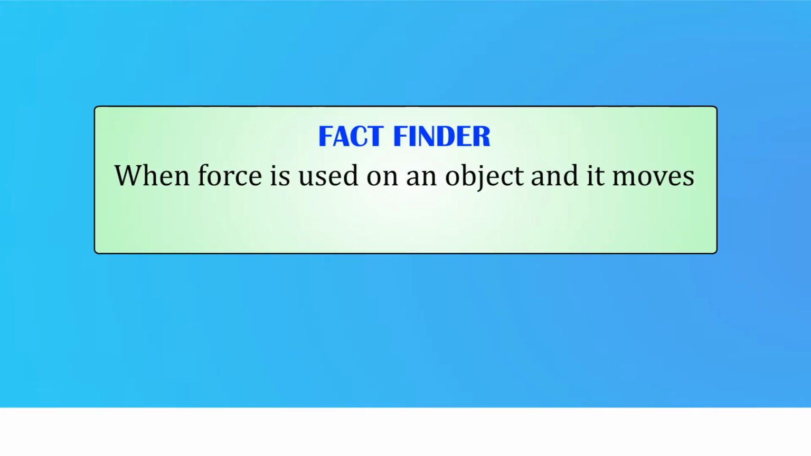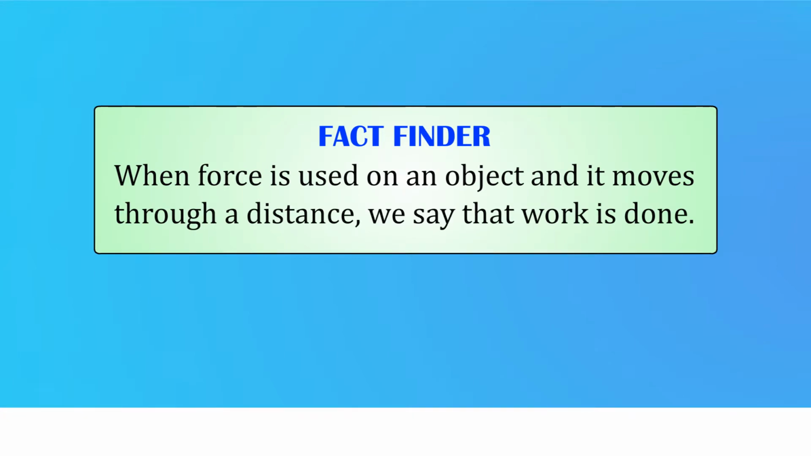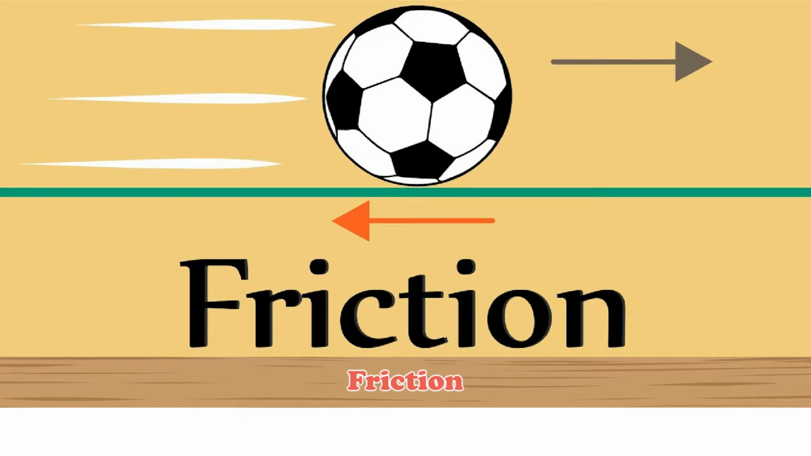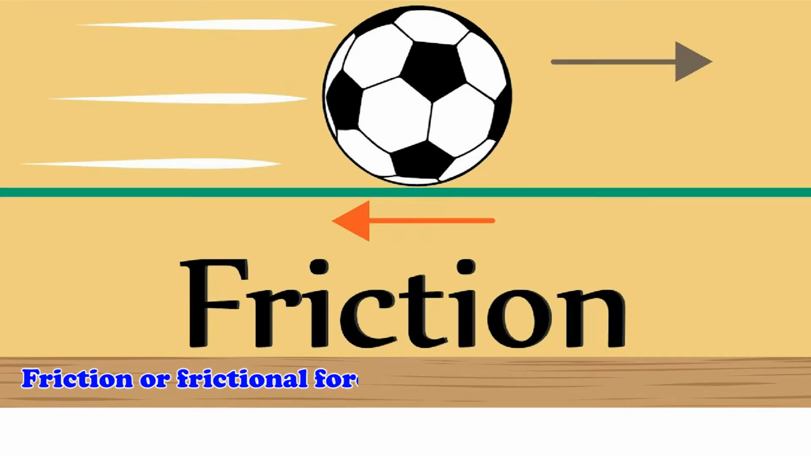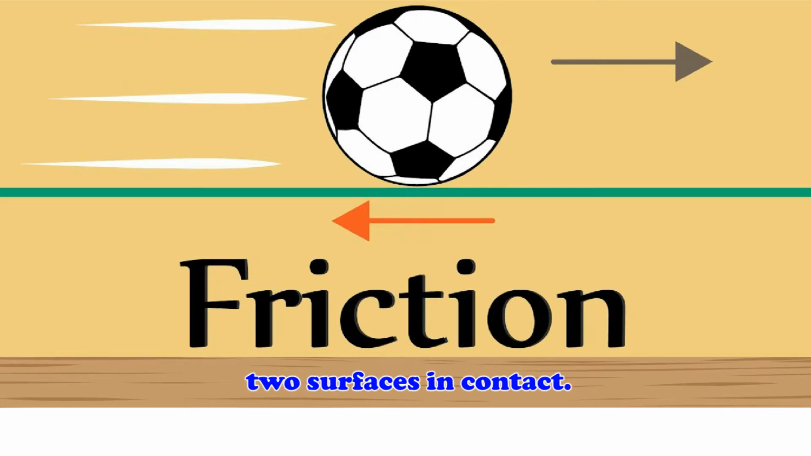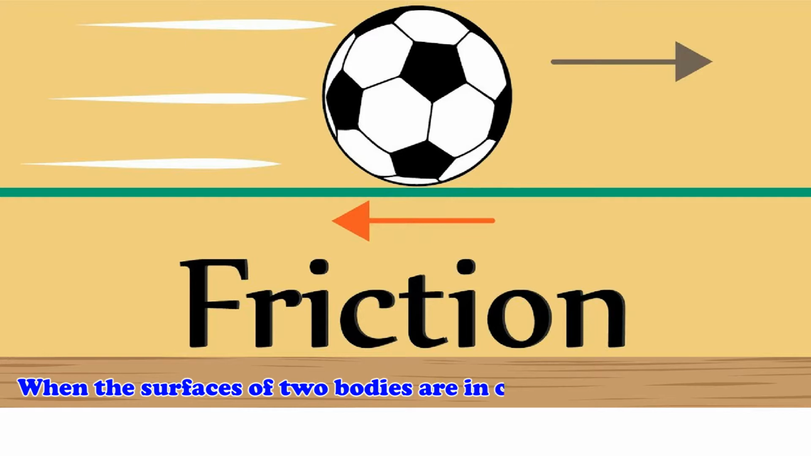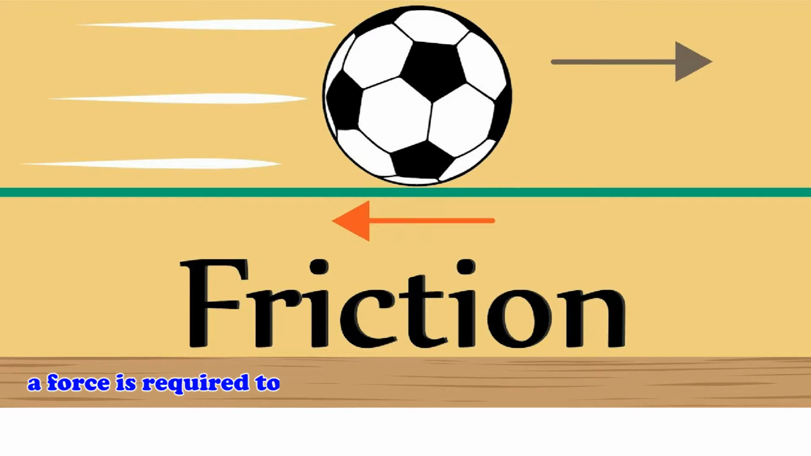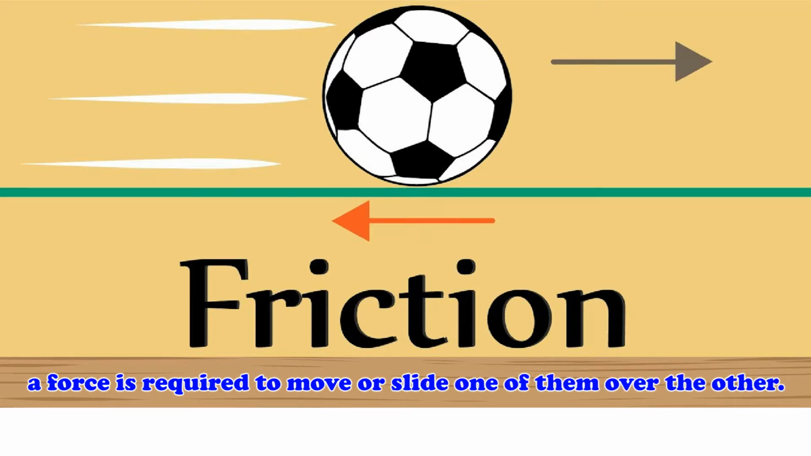Fact finder. When force is used on an object and it moves through a distance, we say that work is done. Friction. Friction or frictional force is the force that acts between two surfaces in contact. When the surfaces of two bodies are in contact with each other, a force is required to move or slide one of them over the other.